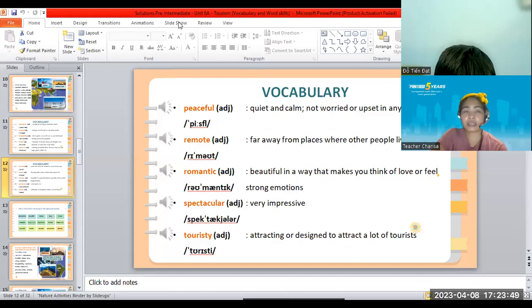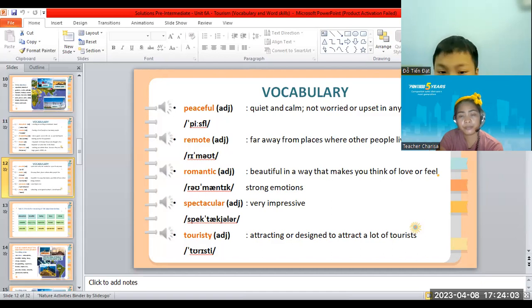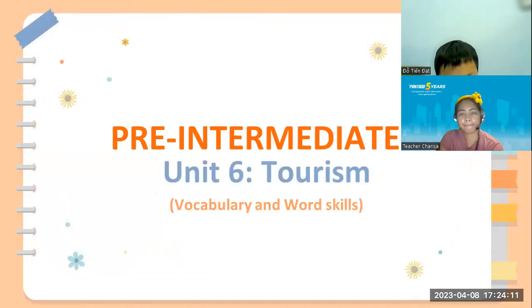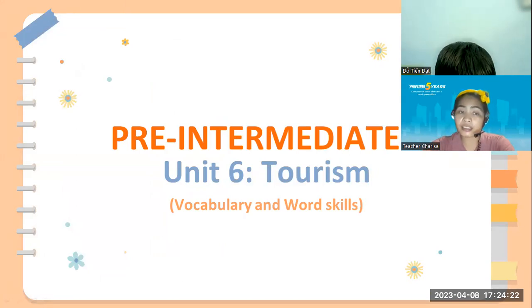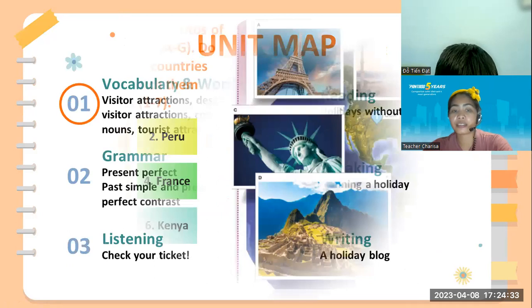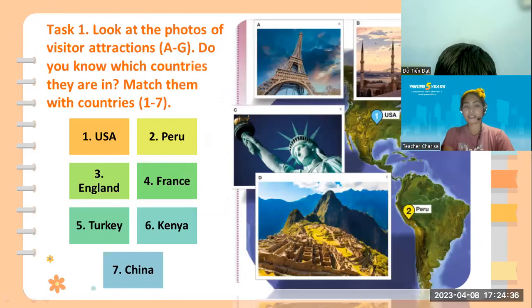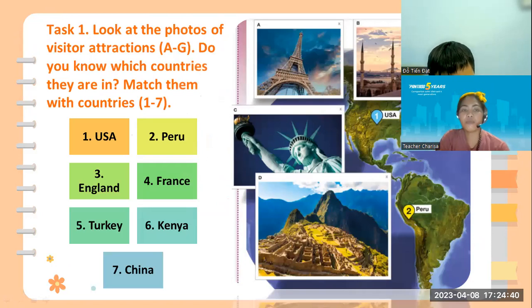So that's all about tourism. Before we start, what do you understand about tourism? Have you understood the word tourism? Don't know? Okay, do you like tourist spots? Yes. So tourism is when you like to tour, to travel. Tourism is like the spot. Let's have vocabulary and word skills. Here is the place of tourism. Now let's move on.